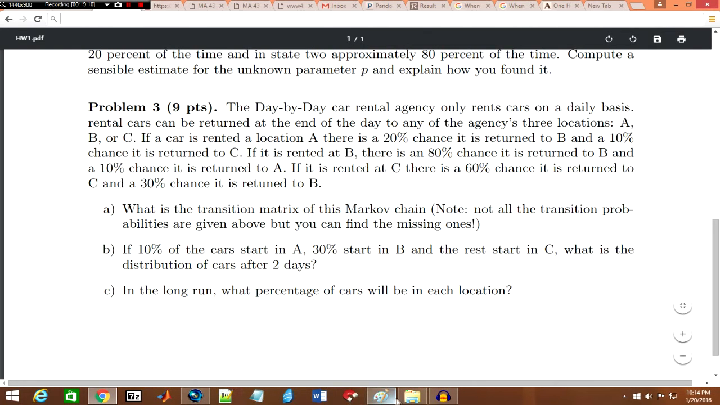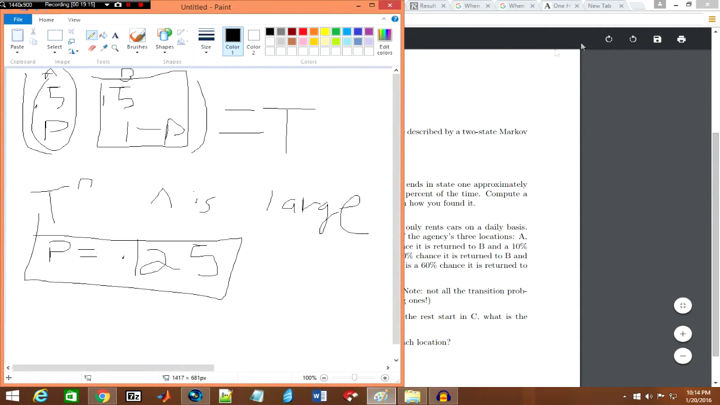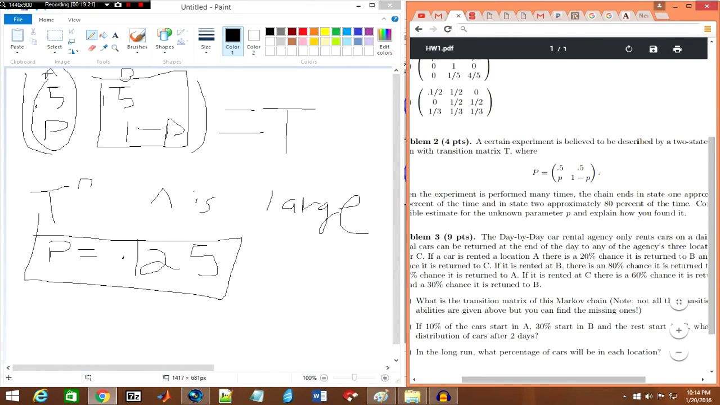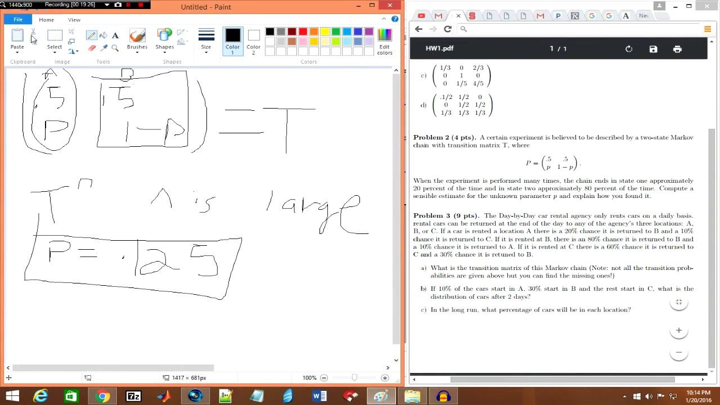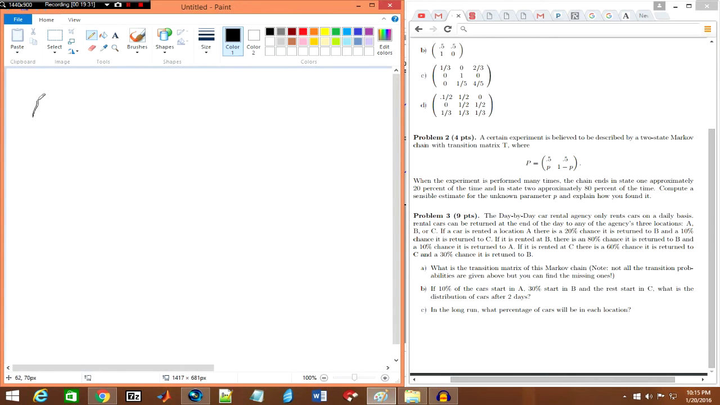All right, well, that's actually pretty easy. It's actually fairly easy. And let me show you how to do this. So, first thing that you want to do is you want to make a matrix with the states. There's state A, state B, and state C. What this means is that the car is at A, the car is at B, or the car is at C. And it goes to either A, B, or C.